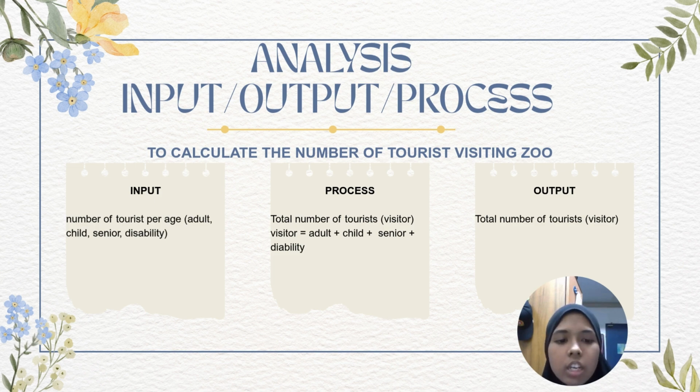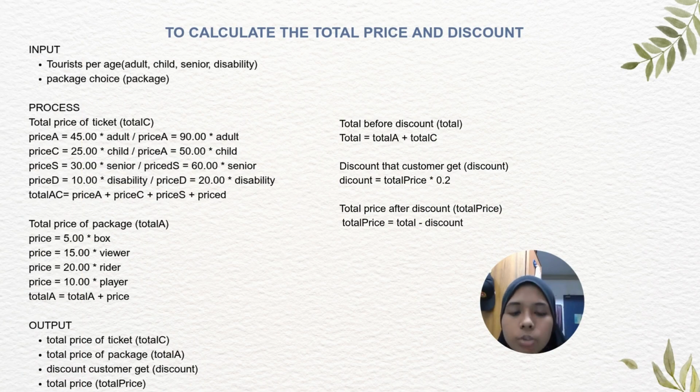To calculate the total number of tourists visiting, we need to sum up all those four data that we collect from the user. And then the output will be the total number of tourists visiting the zoo. Now let's take a look at our second analysis.